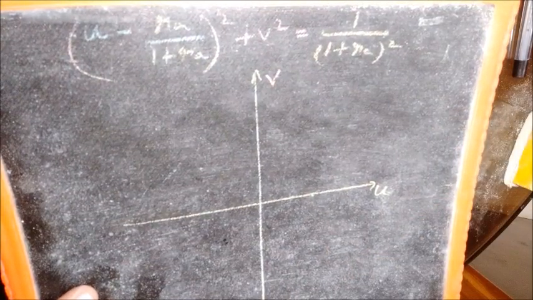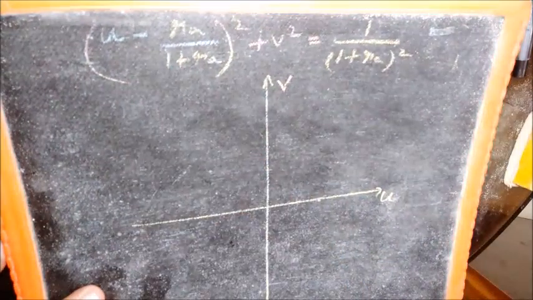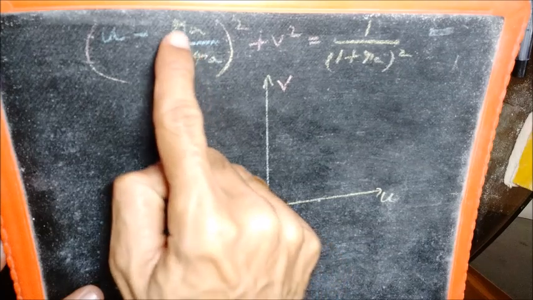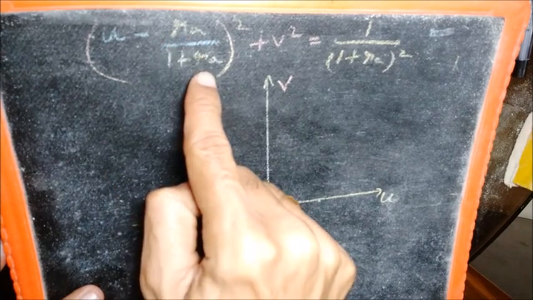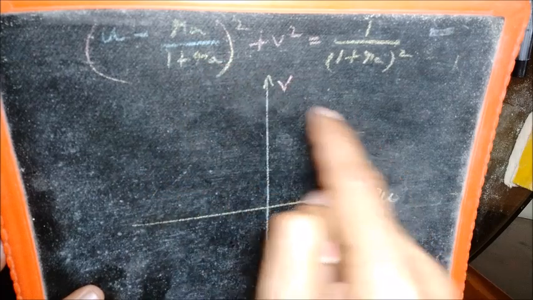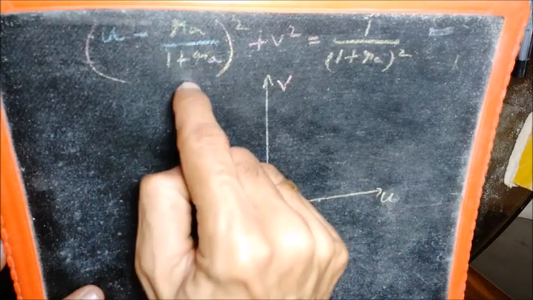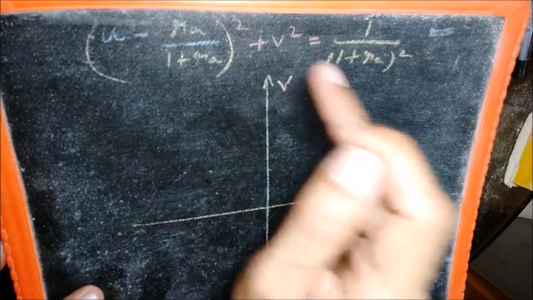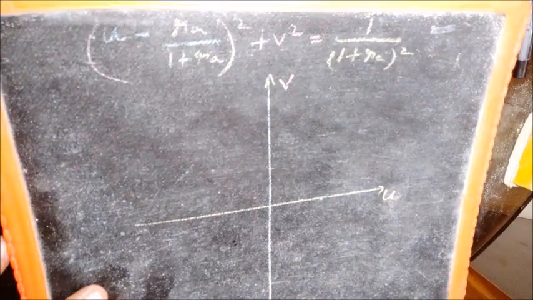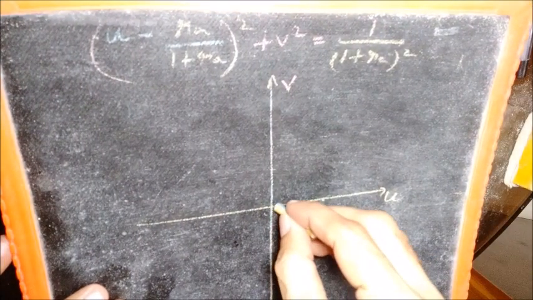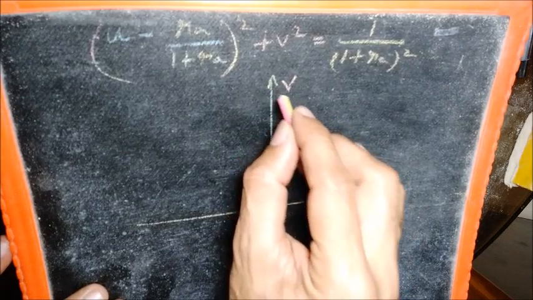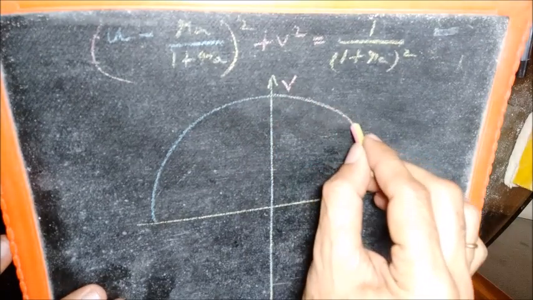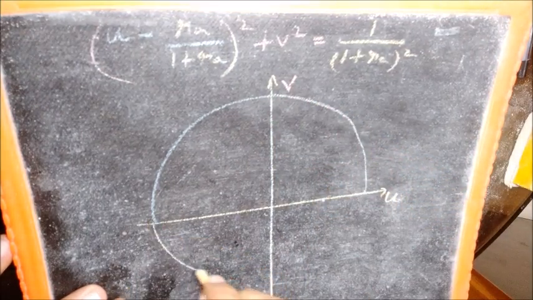Let us start with Ra equal to 0. If you put Ra equal to 0, you see that the center is at 0, so you get u minus 0, that is u. The circle equation becomes u square plus v square is equal to 1. So that is a circle of unit radius centered at the origin over here. So Ra equal to 0 corresponds to a circle like this.